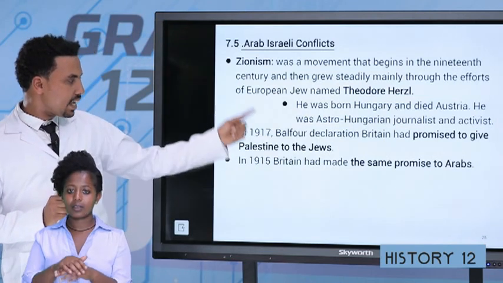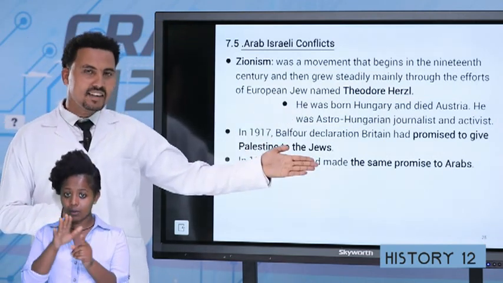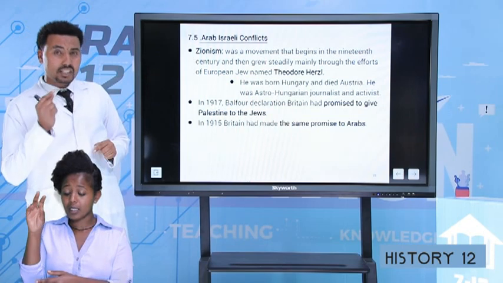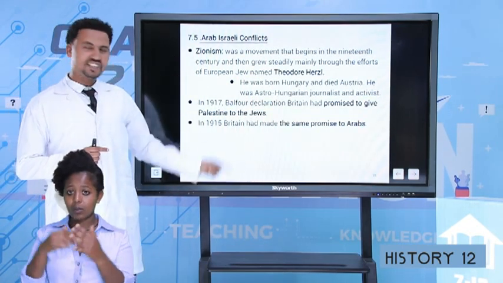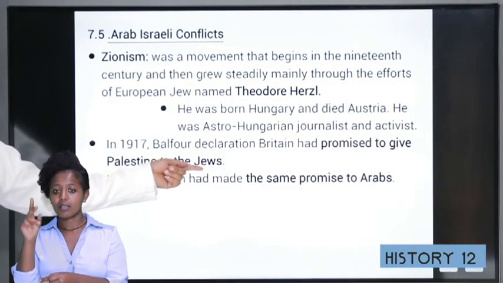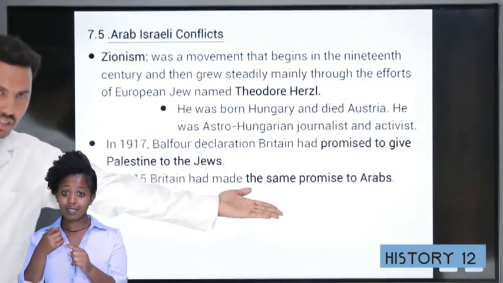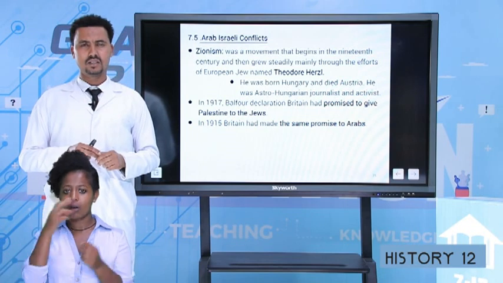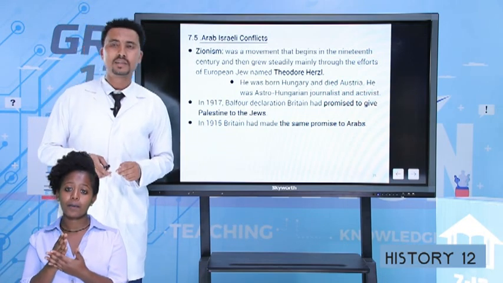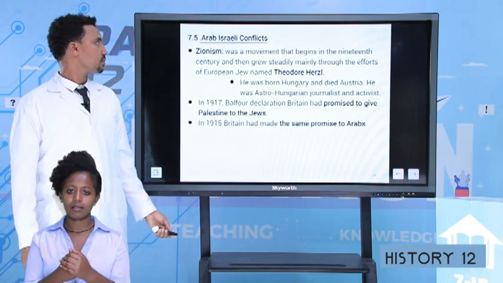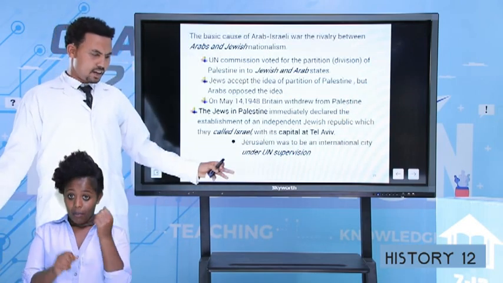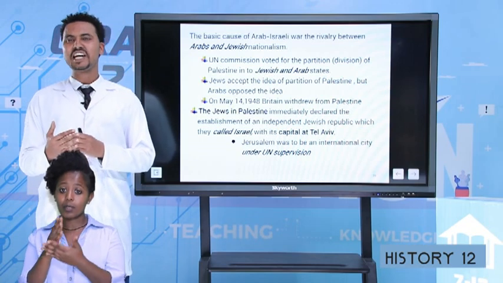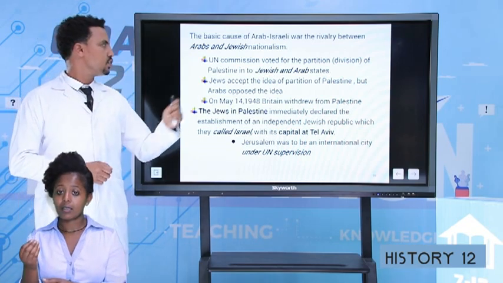In 1915, Britain had promised Palestine to the Arabs. Again, in 1917, during the time of the First World War, the Balfour Declaration promised Palestine to the Jews. First for the Arabs, second for the Jews. This was the main cause of conflict between Arab and Israel. The basic cause at the time was rivalry between Arab nationalists and Jewish nationalists.